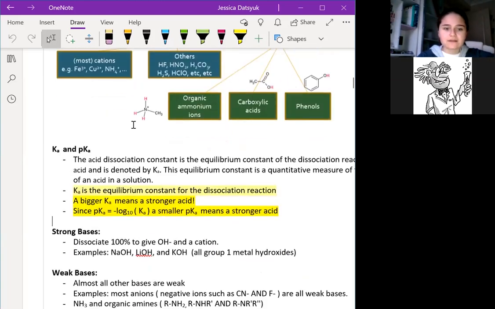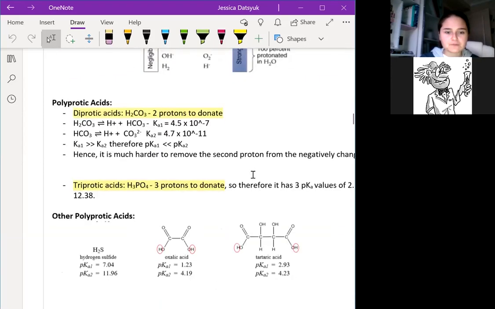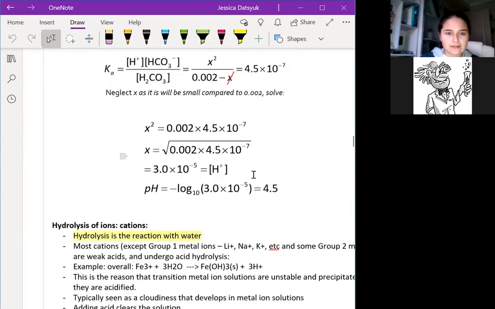Perfect. So this is where we're at. We're going to be working out the Ka values, and then we're going to work out the pH. Most of the time in high school, your teachers are nice enough to give you the Ka value, which you can then use to work out the pH, which we're going to try. So usually your teachers are nice and they give you the Ka value, so you only have to work out your pH.